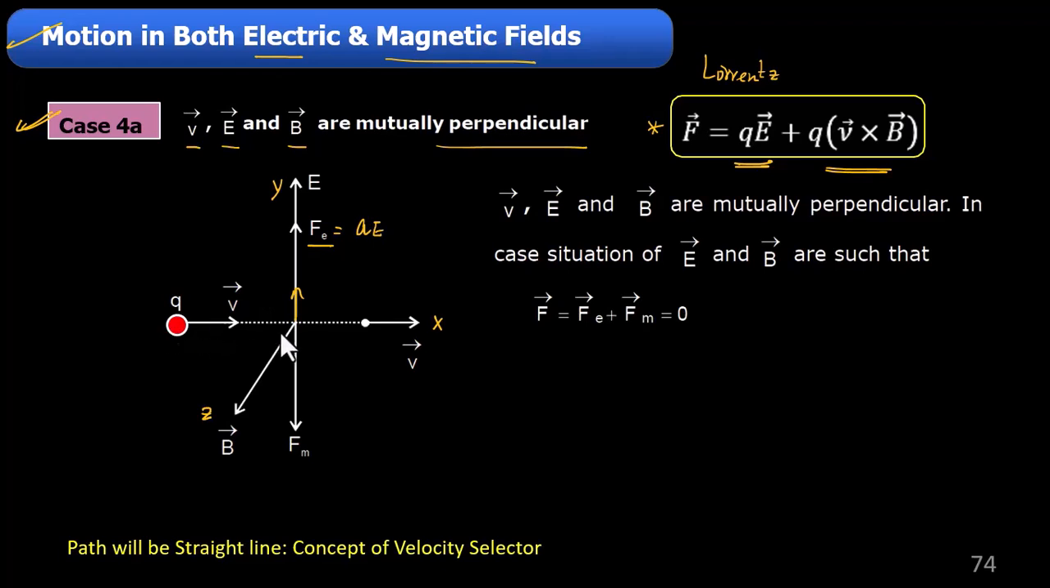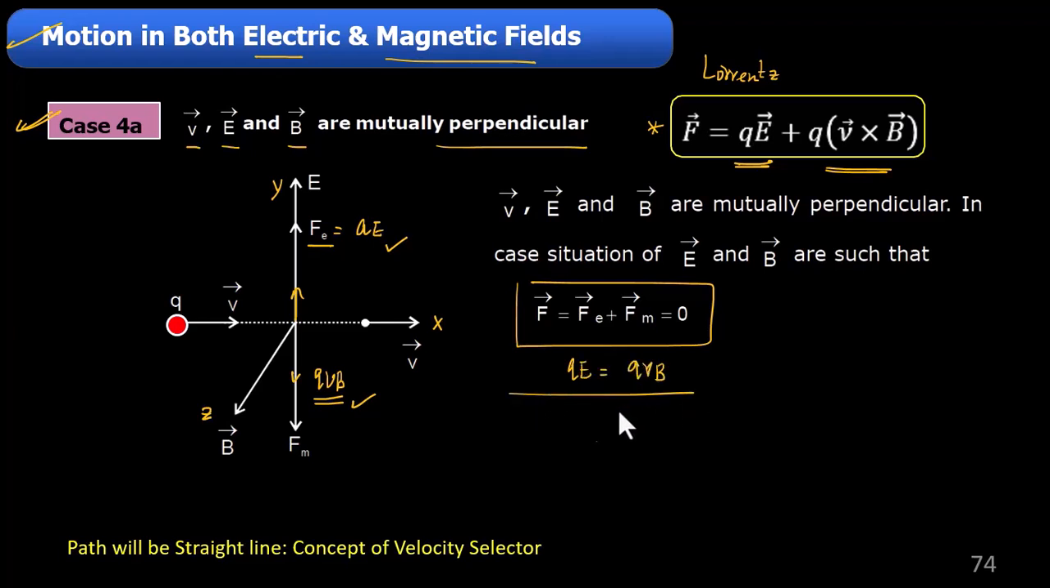Similarly, because the charged particle is moving in the presence of the magnetic field, there is a downward magnetic force equal to Q into V into B. Now if this upward force and the downward force balance each other, the net force on the particle becomes zero. So I get the condition that Q into E should equal Q into V into B. That gives a particular value of velocity, which is equal to E by B.